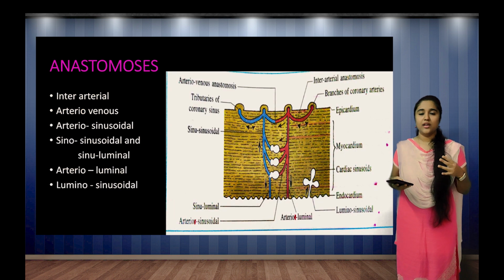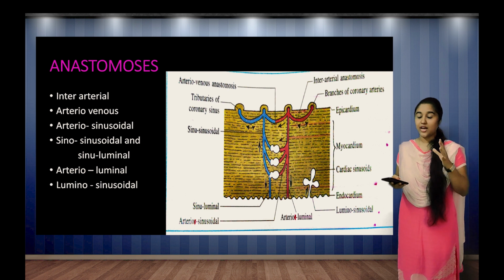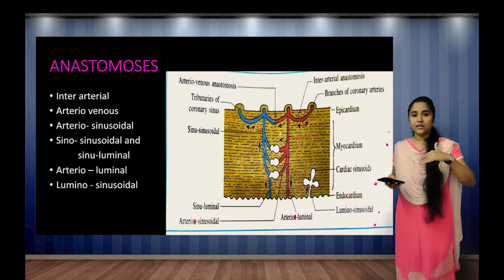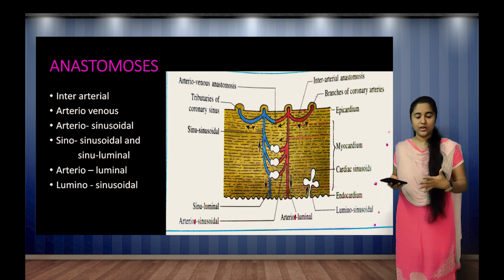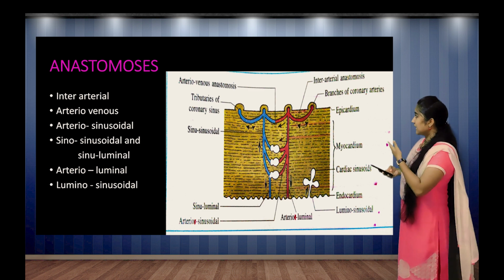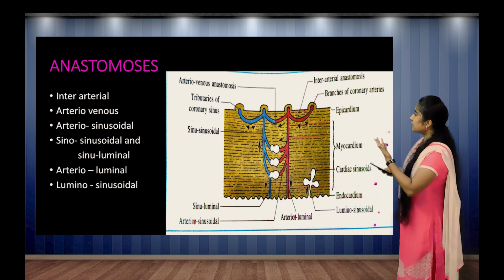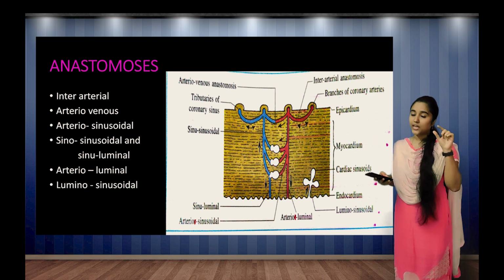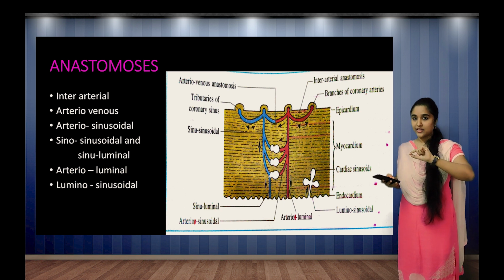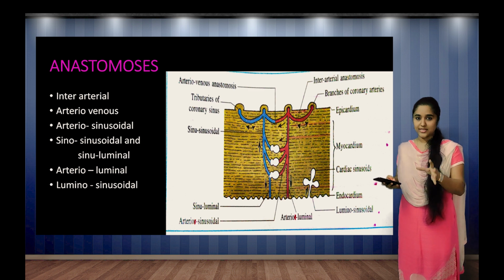So before concluding, we'll have a look at anastomosis. We have seen interarterial anastomosis. We have seen many anastomotic networks. Similarly, in the coronary venous system anastomoses are also there. Now, there are some other anastomoses also. Other than the interarterial, you have also got the arteriovenous anastomosis. So, what is the significance of arteriovenous anastomosis? If there is any block in the artery, the blood from the coronary sinus will regurgitate back to the artery. That's how the anastomosis will be established.